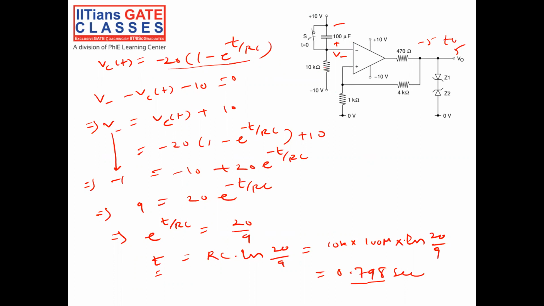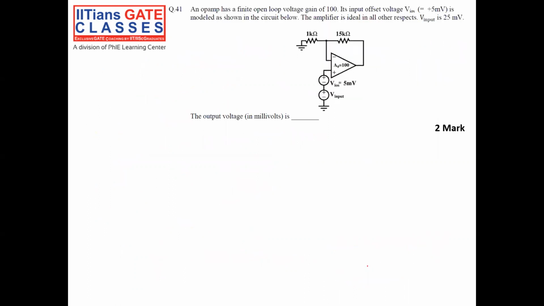Now we calculated what is V negative. V negative is minus VC minus 10. Right? So we got V negative is equal to VC plus 10. Then we got the value of V negative. Then we found the time t at which V negative will be minus 1 volt. The time is 0.798 second. Okay, this is the answer. So let us see the next question.